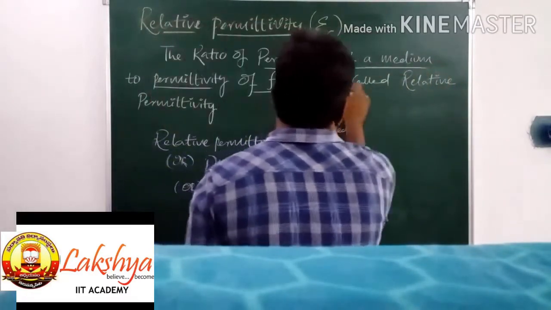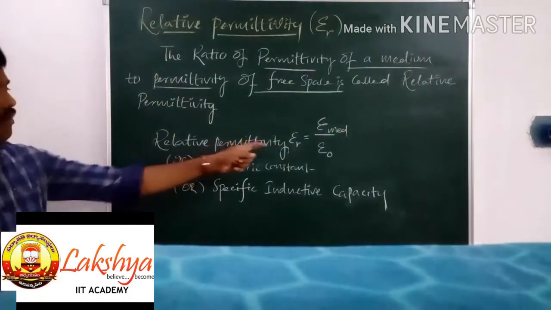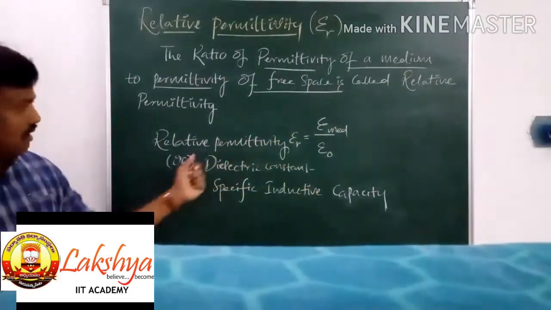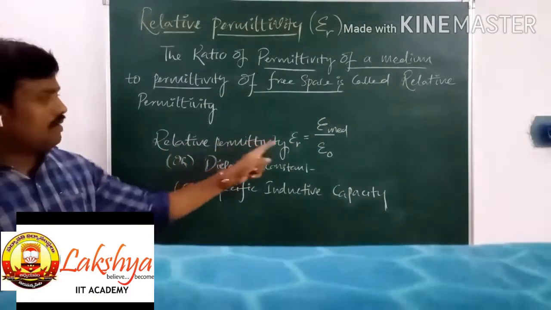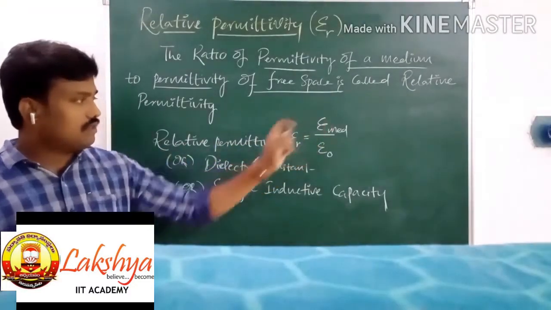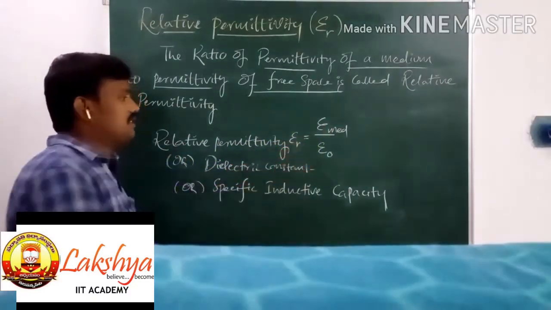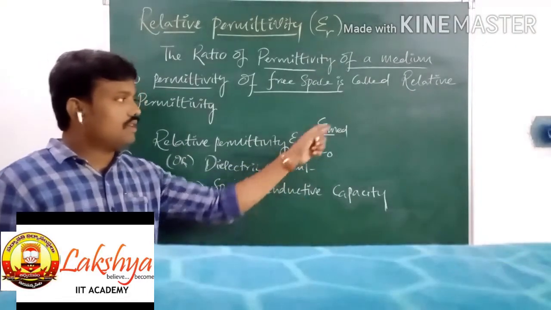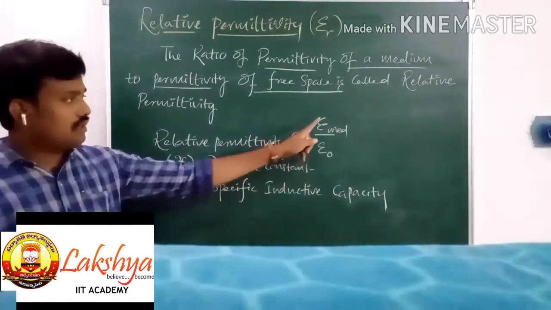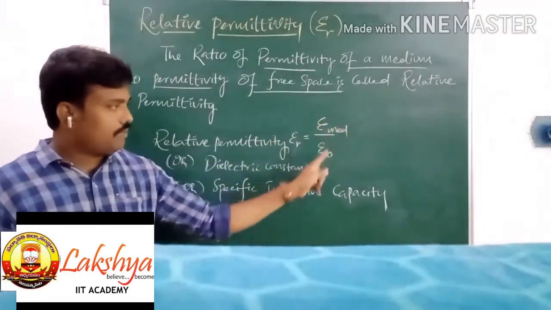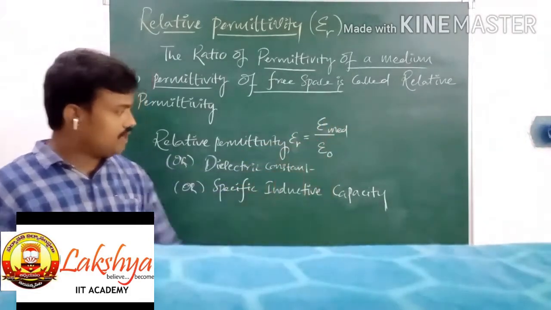Now we can give a formula: relative permittivity epsilon r is equal to epsilon medium by epsilon naught. Here r stands for relative. This is the permittivity of a medium and this is the permittivity of free space.